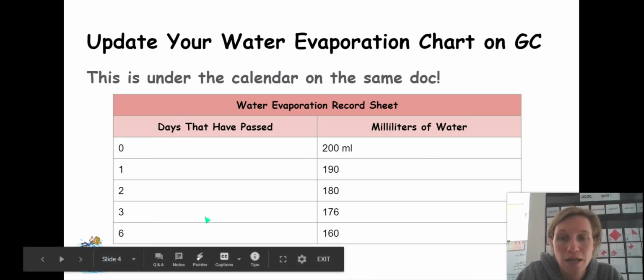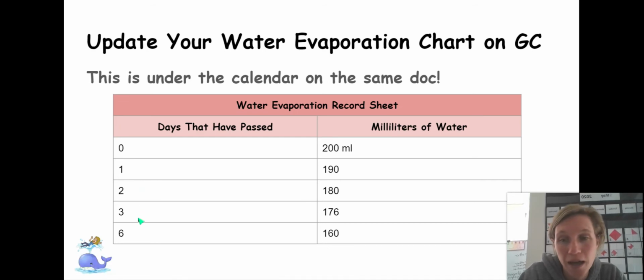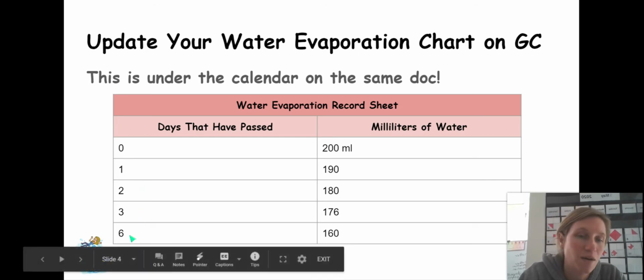So as you can see, I've been updating my water evaporation chart, and notice that I made observations on day 0, 1, 2, and 3. Oh, but I forgot on days 4 and 5, and now I'm back in day 6 recording my numbers. But not to worry if I didn't do it every day, and you'll see why.